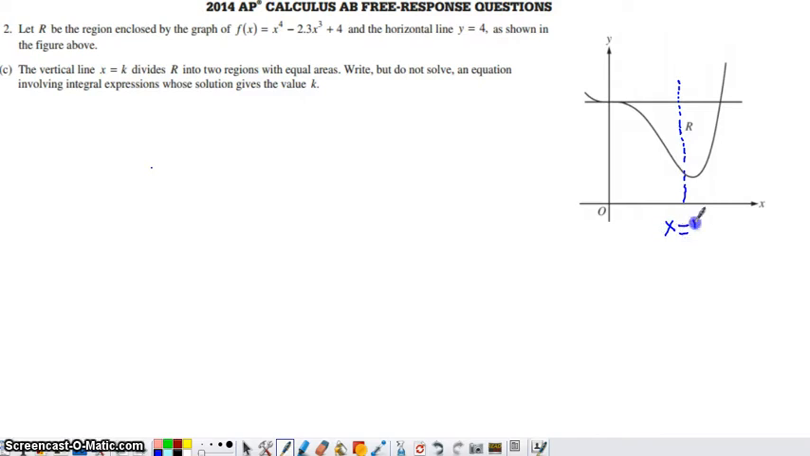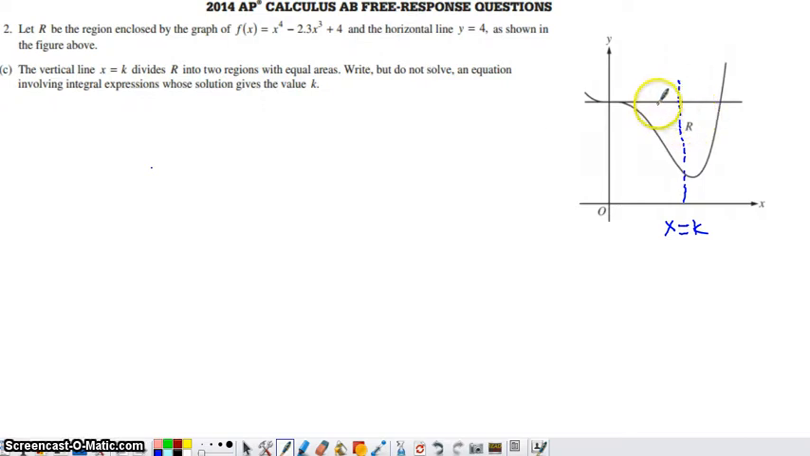So that vertical line, x equals k, divides the region into two so that the area over here equals the area that's to the right. This is right but did not solve an equation involving an integral expression whose solution gives the value of k. Well, what we're going to need to know first is the area of the region R. And then we're going to cut that in half and we should be able to piece together the rest from there.